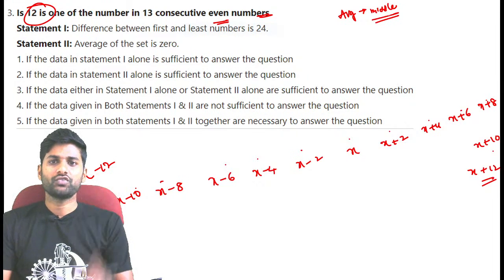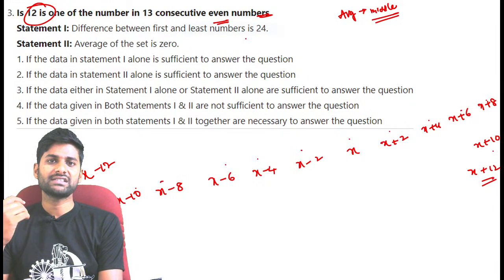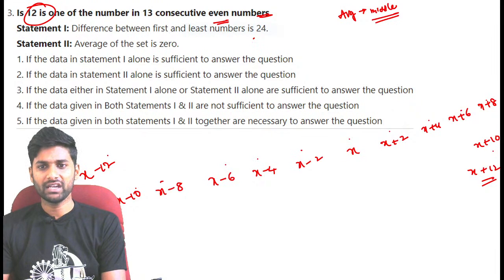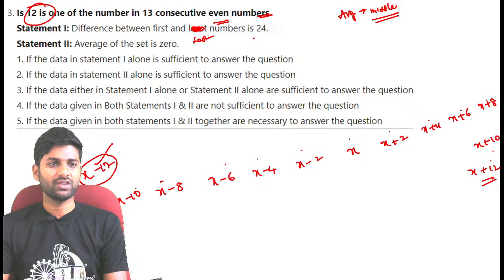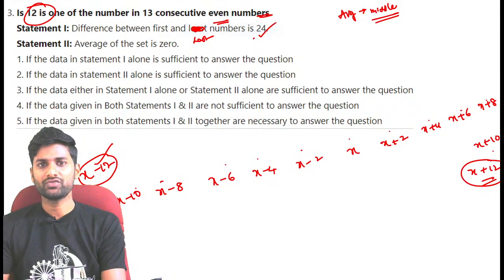Now, see, guys. So, first one. The difference between the first and last number is 24. Definitely, the first number is equal to x minus 12. This is not a least, it's a last, guys. Now, see, the first number is x minus 12 and the last number is x plus 12. Here, the difference between these two numbers is absolutely 24. But we don't know the value of x.